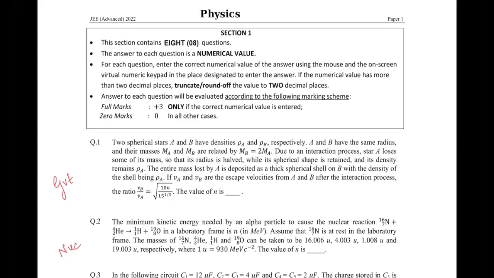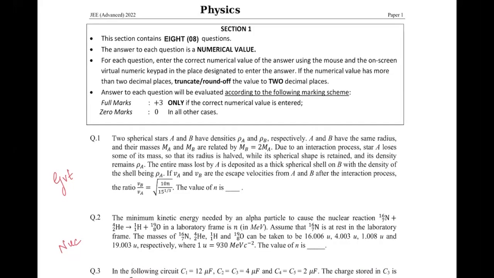So yeah, this is the physics section of the paper. First area where they have tested 8 numerical value questions. There are no negative marks here. If the answer is a decimal, you need to round it off to 2 decimal places.